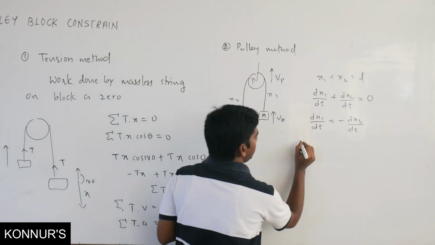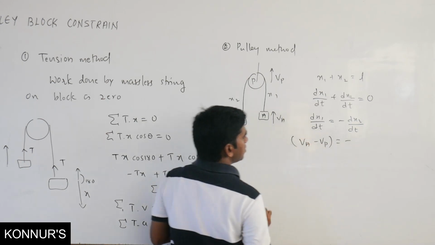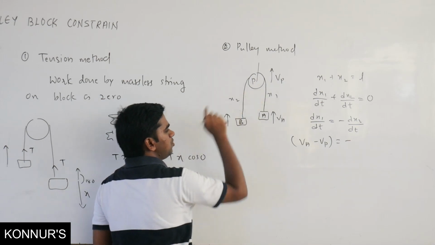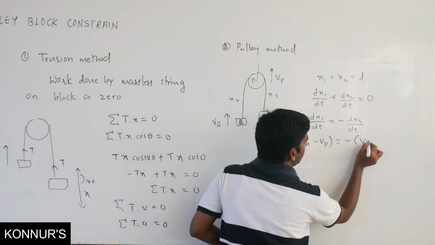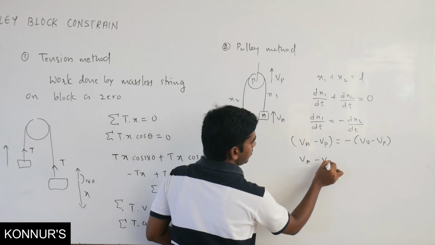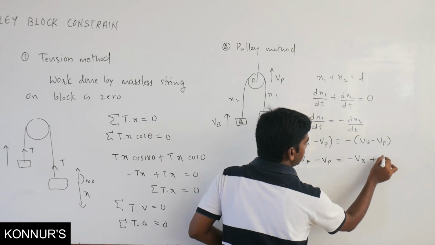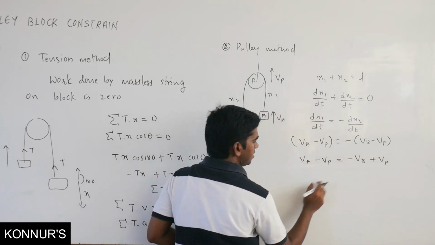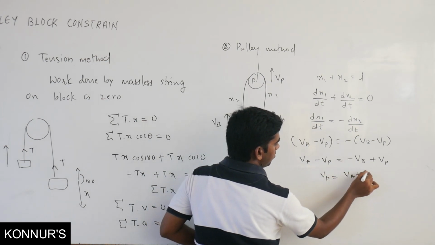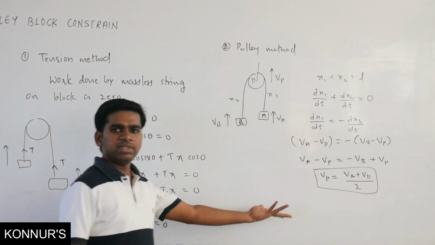So what can you write? You can write VA minus VP equals minus dx2 by dt, which is the relative velocity of B with respect to the pulley. So you can write VB minus VP. It will become VA minus VP equals minus VB plus VP. So take VP on that side, and VP equals VA plus VB divided by 2. So this method also you can use.